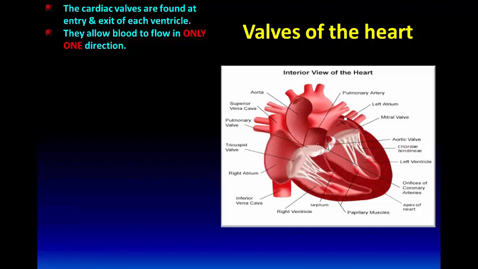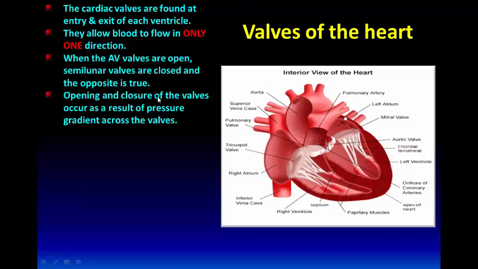These are the semilunar valves, the aortic valve at the exit of the left ventricle between the left ventricle and the aorta, and the pulmonary valve at the exit of the right ventricle between the right ventricle and the pulmonary trunk. The valves allow blood to flow in only one direction.